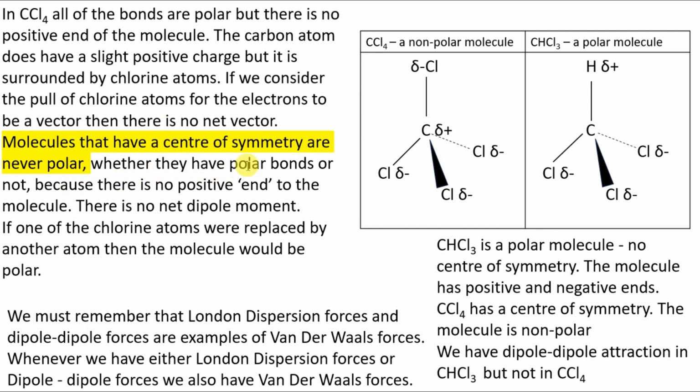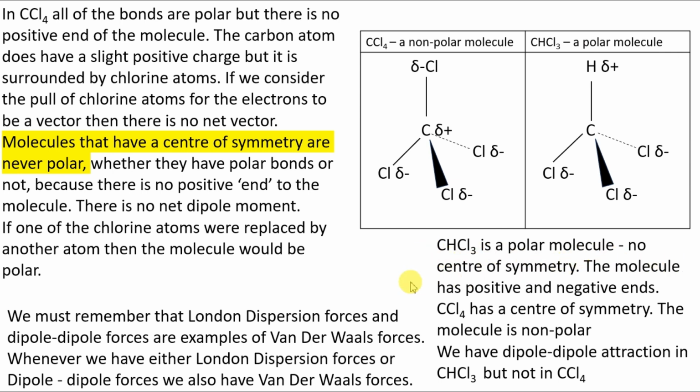Molecules that have a center of symmetry are never polar, whether they have polar bonds or not, because there is no positive end to the molecule. There is no net dipole moment. If one of the chlorine atoms were replaced by another atom, then the molecule would be polar. And we see that with CH3Cl, a polar molecule.